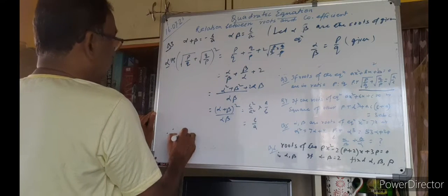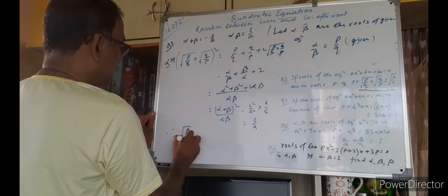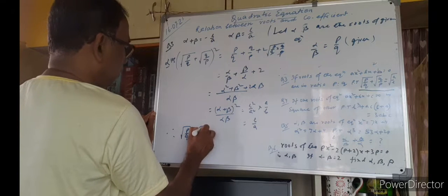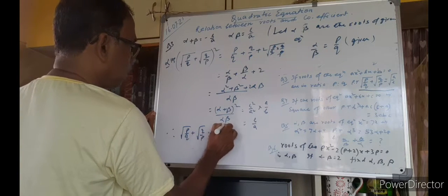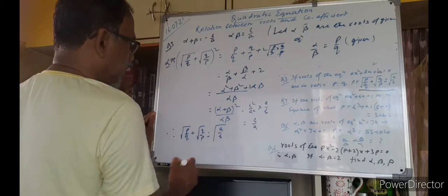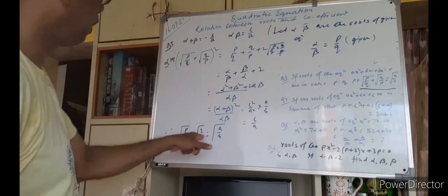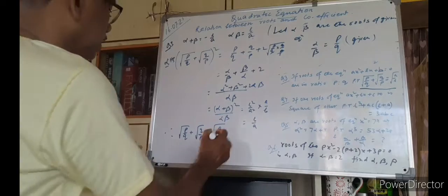Therefore, root over of p by q plus root over of q by p equals root over of a by b. The square root value is this, therefore this will be the square root of this, that is the right hand side.